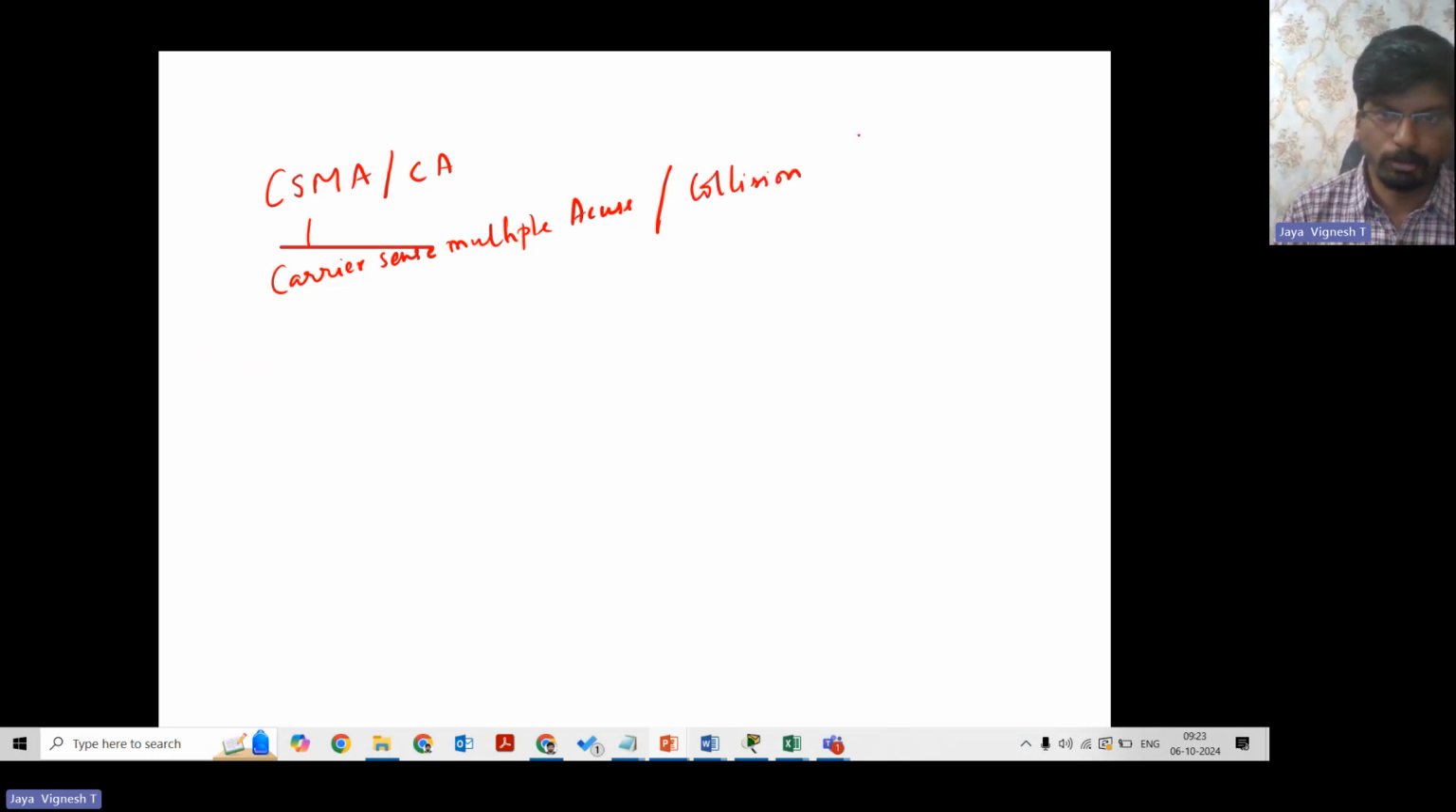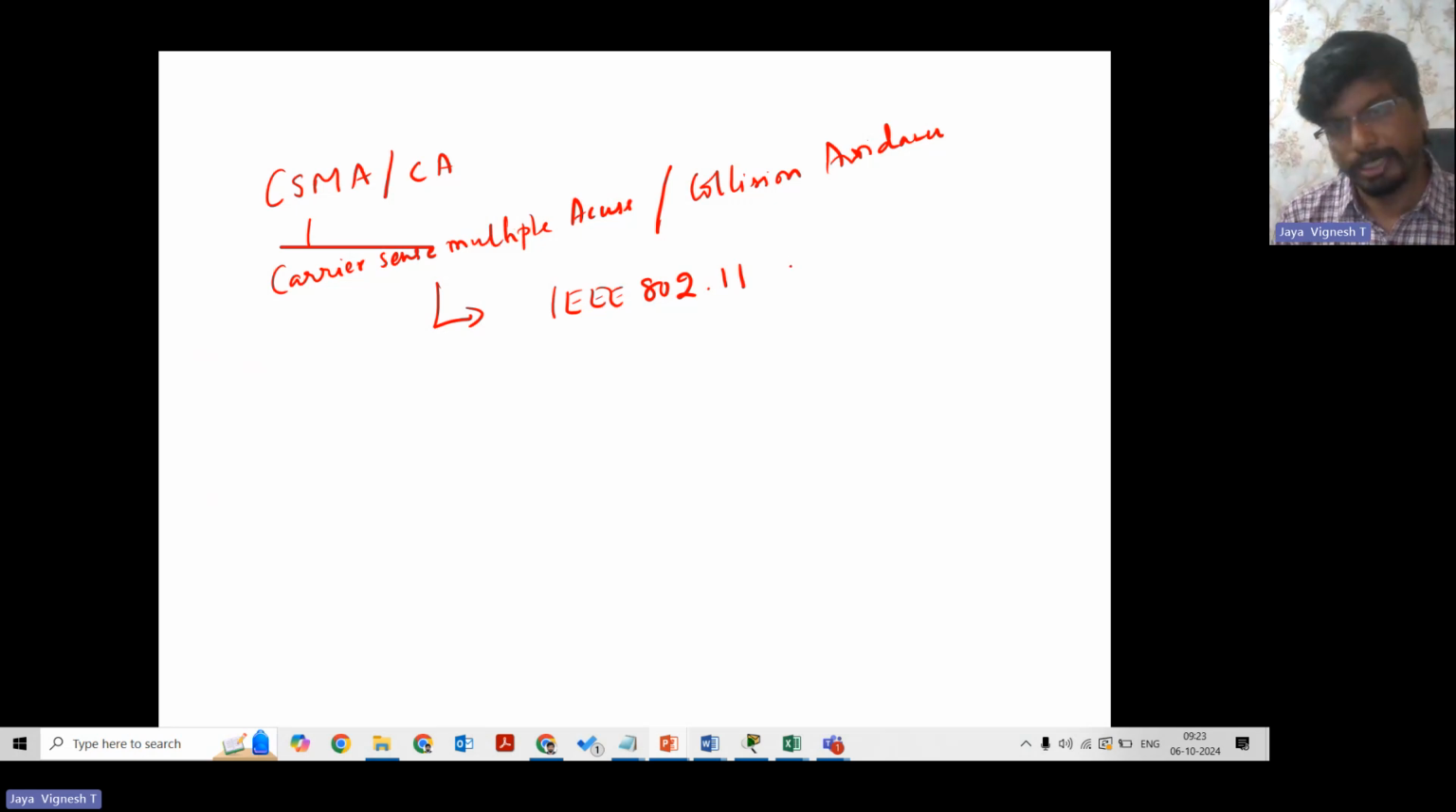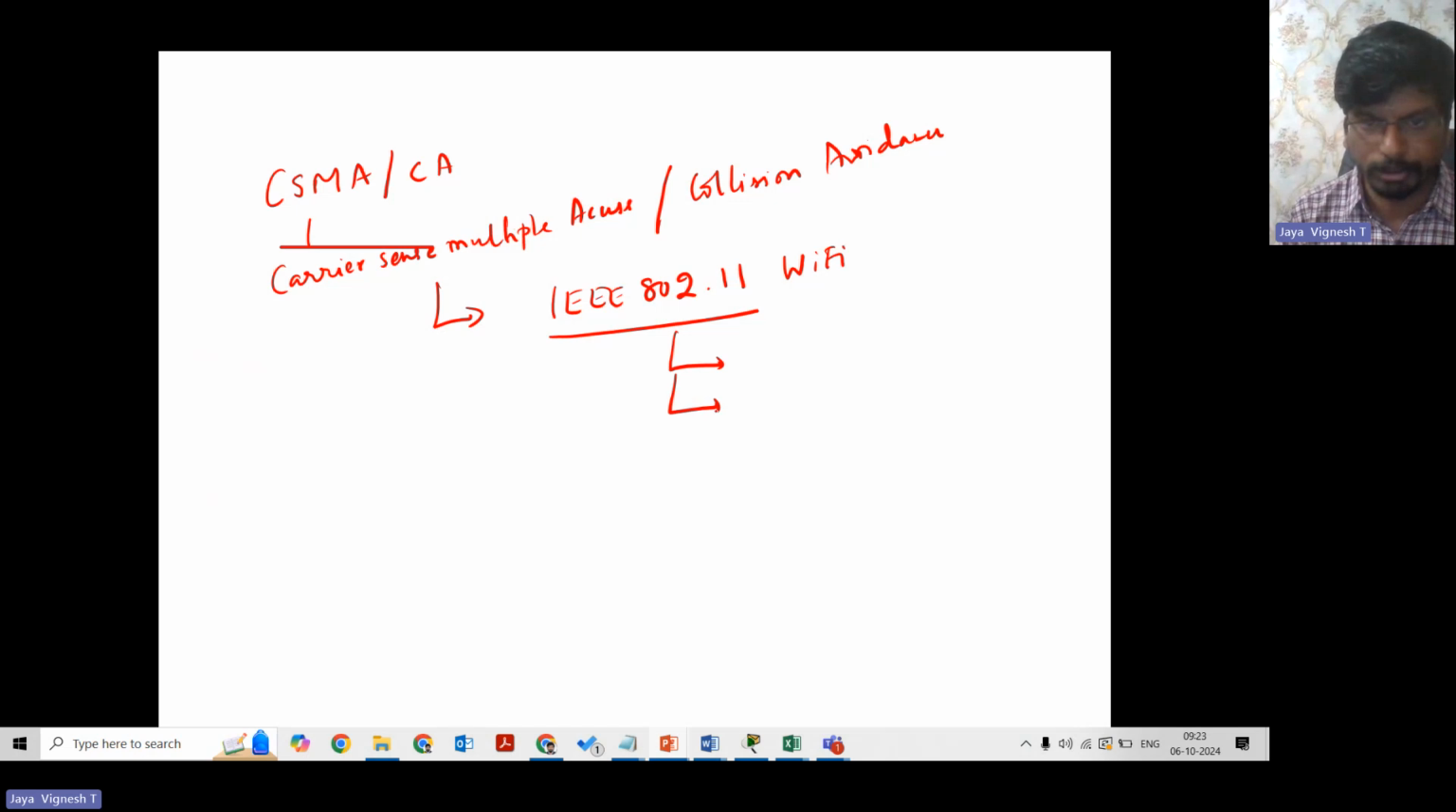So this particular MAC protocol, where is it applied? It is basically applied in Wi-Fi. So the wireless stations, the wireless devices, implement this MAC protocol called CSMA/CA. It is applied in Wi-Fi, which is compliant to the IEEE 802.11 standard. The IEEE 802.11 standard gives the clear specifications of the bottom two layers, which are your physical layer and the MAC layer, the data link layer.